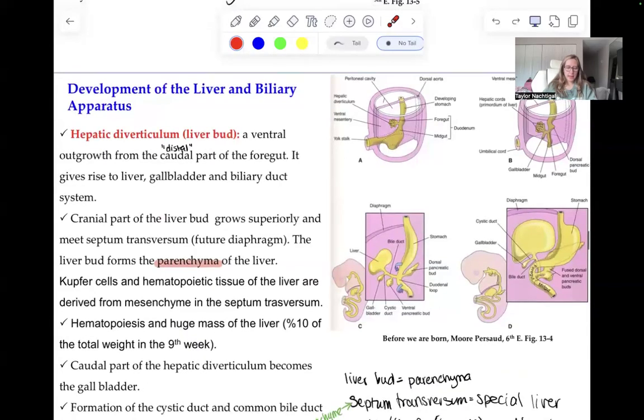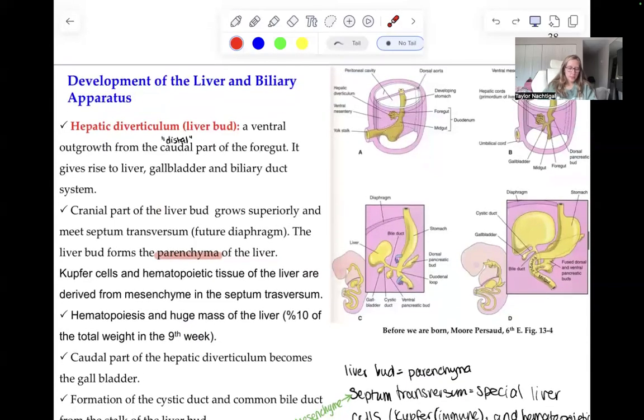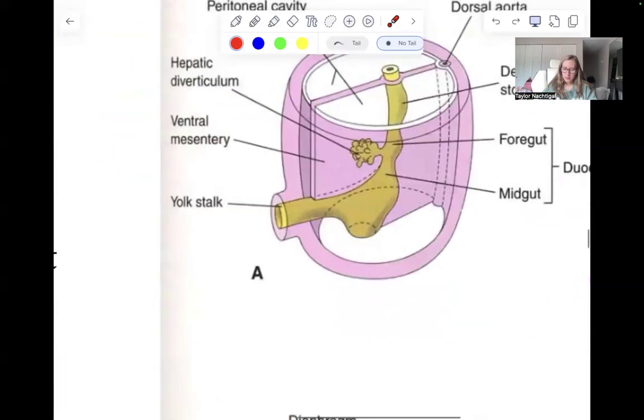Okay, liver and gallbladder. We see a hepatic diverticulum as a ventral outgrowth from the distal or caudal part of the foregut. This is going to give rise to the liver, the gallbladder, and the bile duct. So we're at the foregut. We haven't reached the midgut yet. We see this tiny little diverticulum that's going to become the liver and gallbladder.